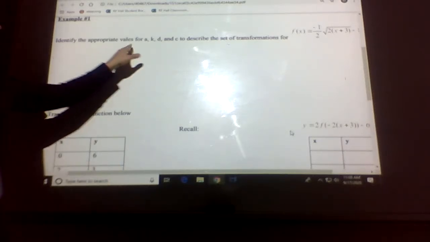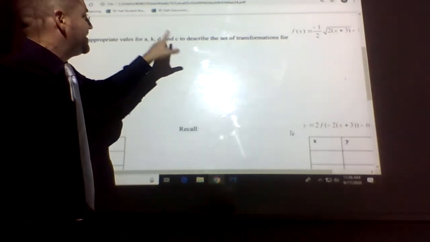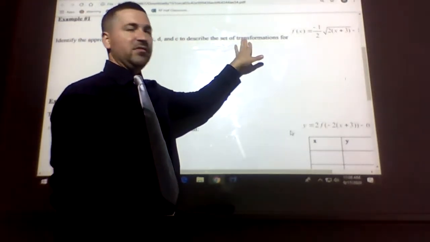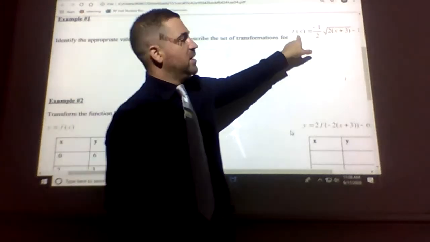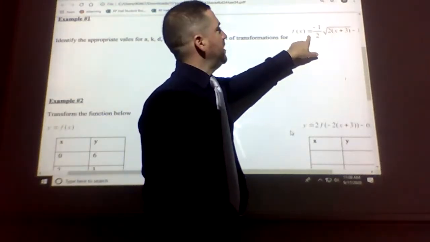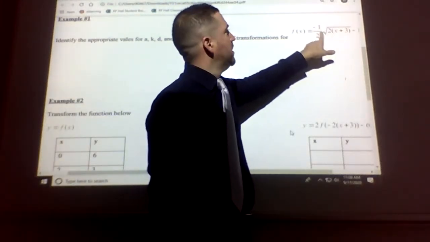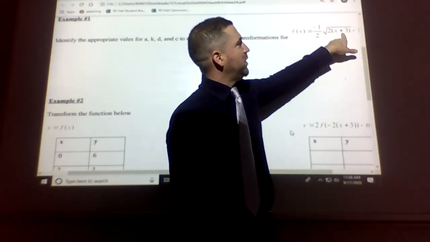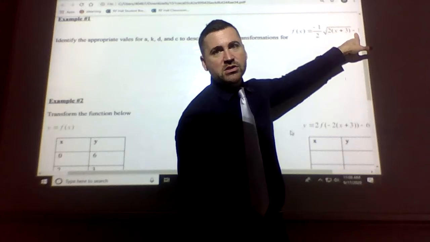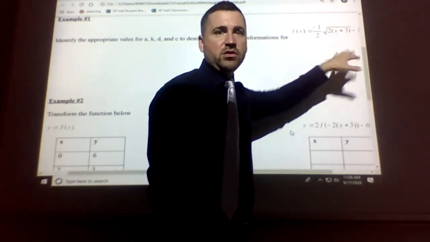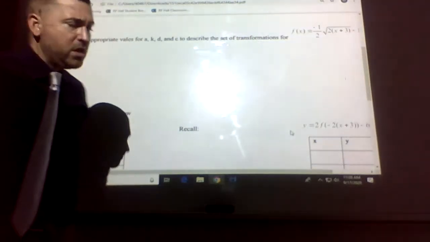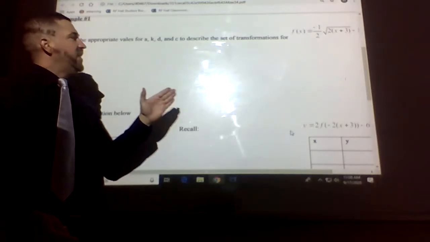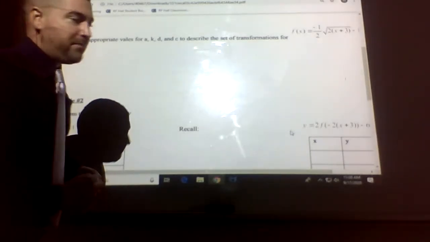Okay, identify the appropriate values for A, K, D, and C to describe the set of transformations. For the equation here, f of x equals -1/2 times the square root of 2 bracket x plus 3, and at the end, subtract 1. So you should have this in your notes already. Okay, so we're going to identify the values and then describe what is happening.